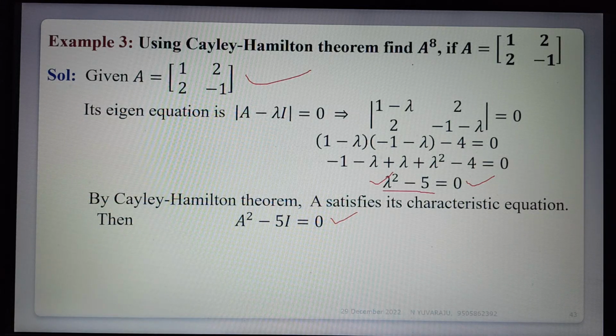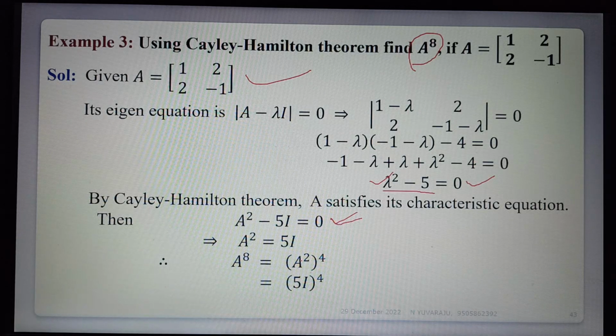So we are finding A power 8 కదా using this equation, that is A square is equal to 5I. We are finding A power 8 కాబట్టి power 4 on both sides, so A power 8 is equal to A square power 4 కదా, that is equal to 5I whole power 4, that is equal to 625I. This is the required value, A power 8 is equal to 625I.